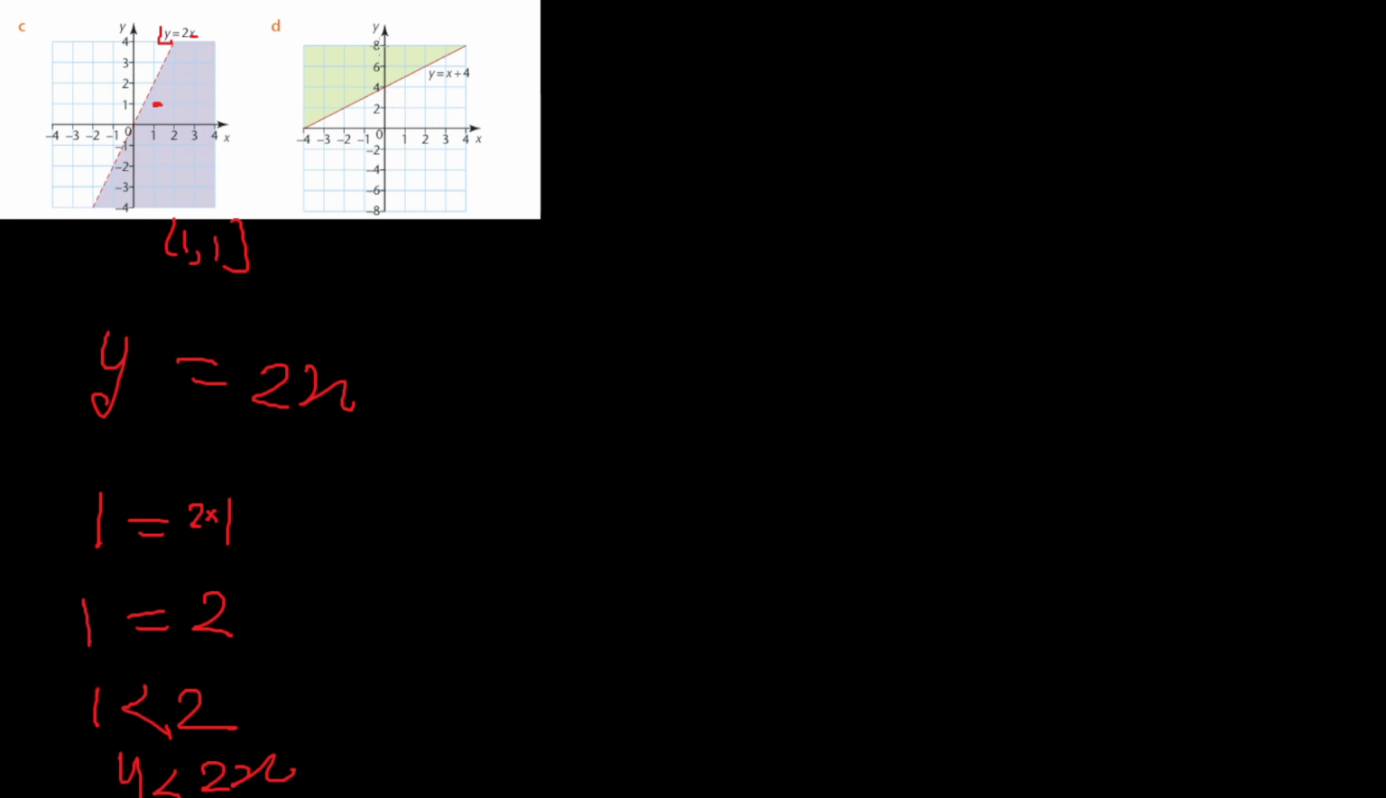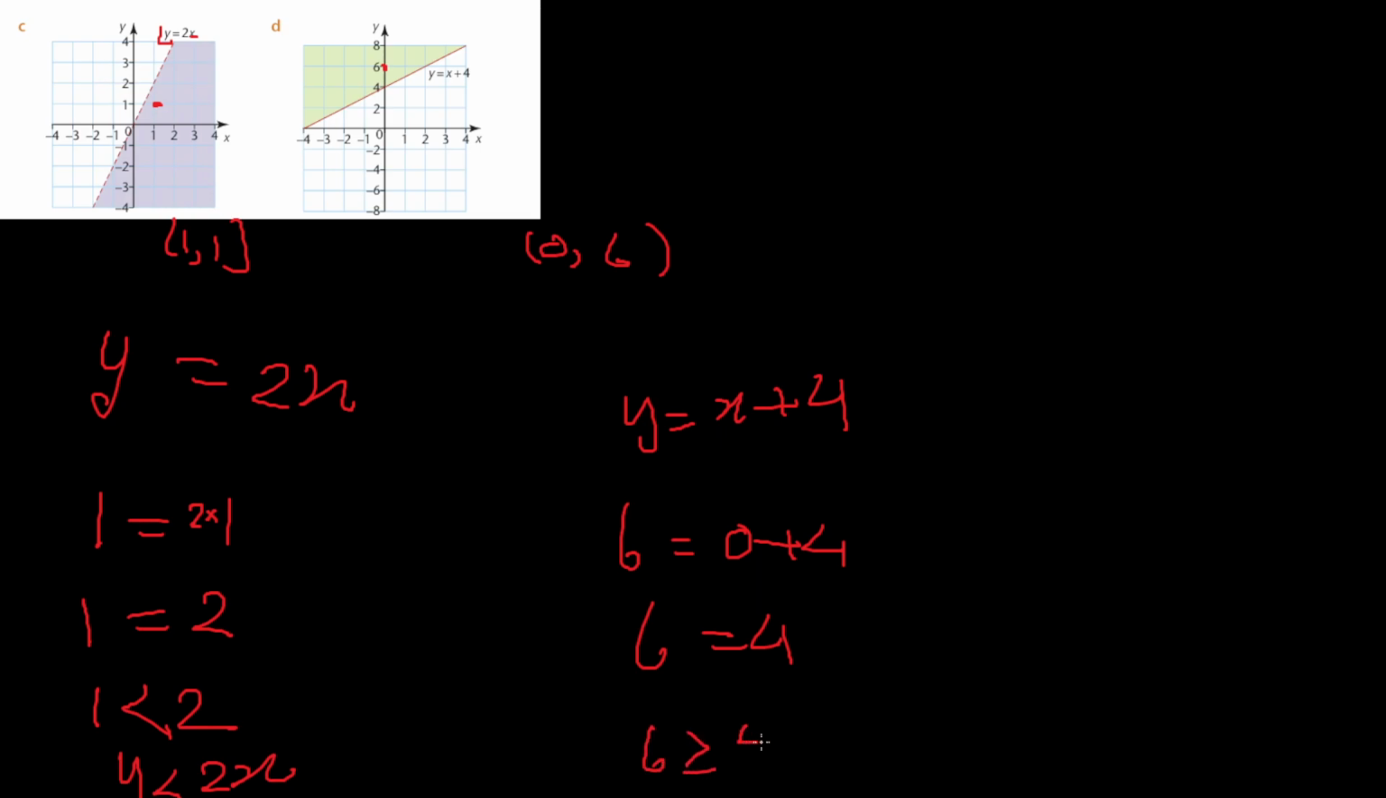We can do the same thing here, but let's just choose 6, so this would be 6, 0. So y equal to x plus 4. Let's just put 6 here and 0 plus 4. We get 6 compared to 4. And since this is a straight line, we know it's going to include equal to. So 6 is greater than or equal to 4, which means our answer would be y is greater than or equal to x plus 4.